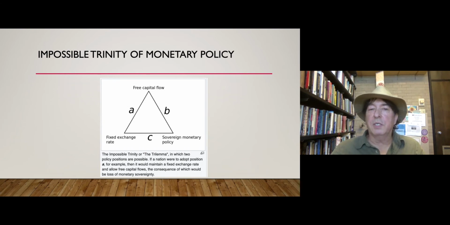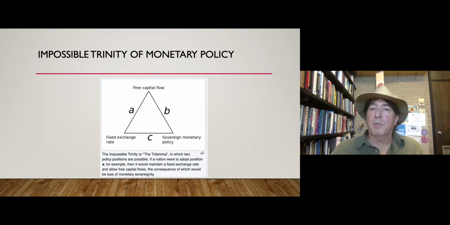Sovereign monetary policy. That means the ability of a central bank in a country to control its own money supply. Doing so allows it to respond if unemployment's growing too much; they can loosen money and create more demand and stimulate the economy. If inflation's growing too much, they can contract the money supply and try to bring down prices. So central bank control over the money supply is important.